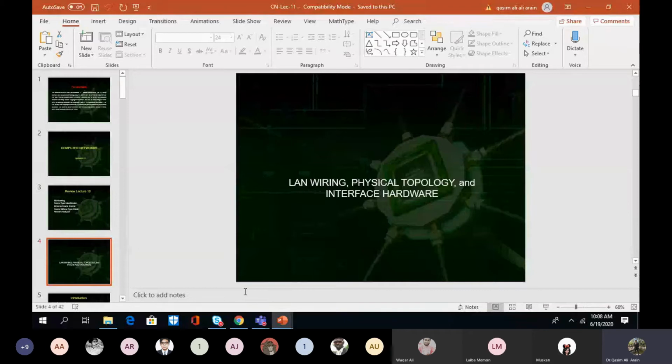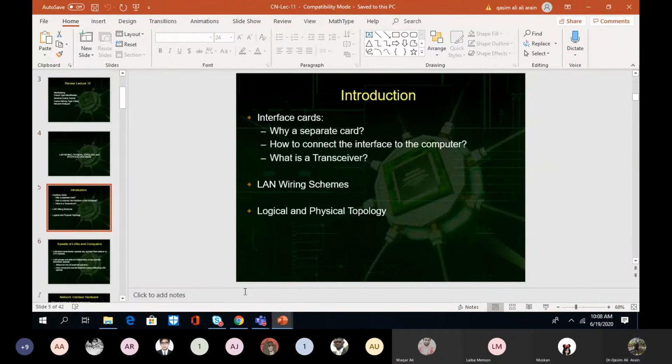And today we are starting with LAN wiring, physical topology, and interface hardware, right? So in today's lecture, we are going to start with the introduction. In the introduction, we will cover interface cards. Why is a separate card required? These are a few questions that one has to ask oneself: why do we need a separate card? I mean, without a network interface card, can we have communication between the outside world and the computer, right?